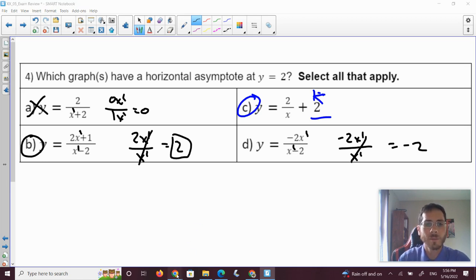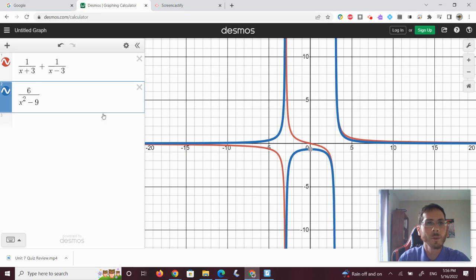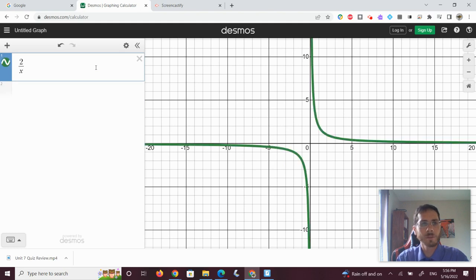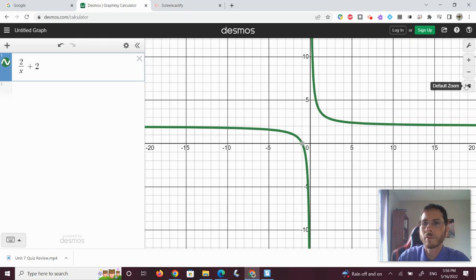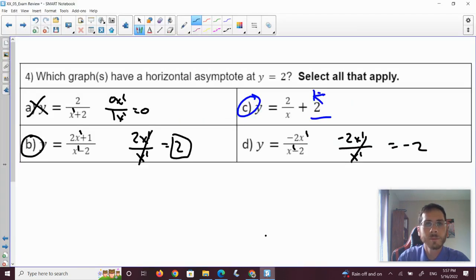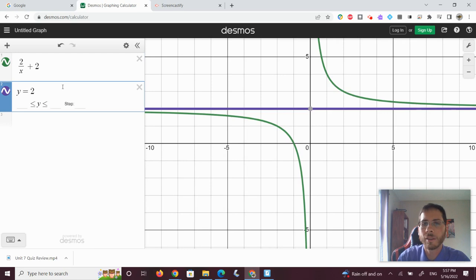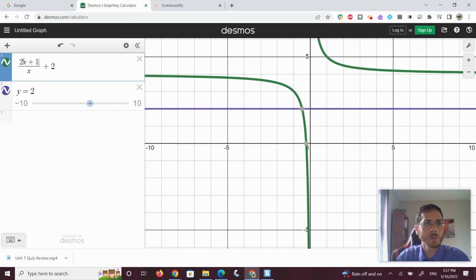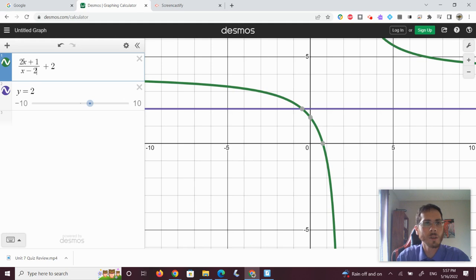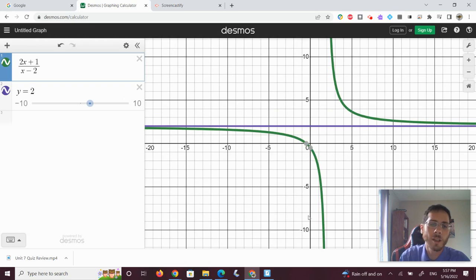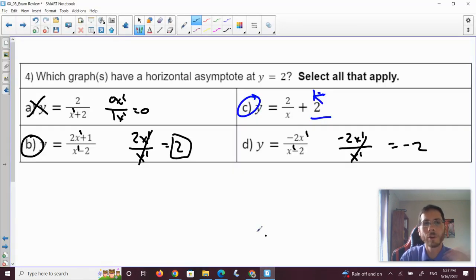Again, if I want to double check it, I can throw, oops, wrong one. I can throw it into Desmos and double check it. Let's get rid of those. 2 over x plus 2. I think that was it. Yep. So that's C. So C definitely has a y equals 2. Yeah, that definitely looks asymptotic there. So that looks good. I'm happy with that pick. And then 2x plus 1 over x minus 2. And yeah, that's looking pretty good too. Let's just zoom out. Yeah, that looks pretty solid as well. So I'm pretty happy with my 2 picks. I think they both work.